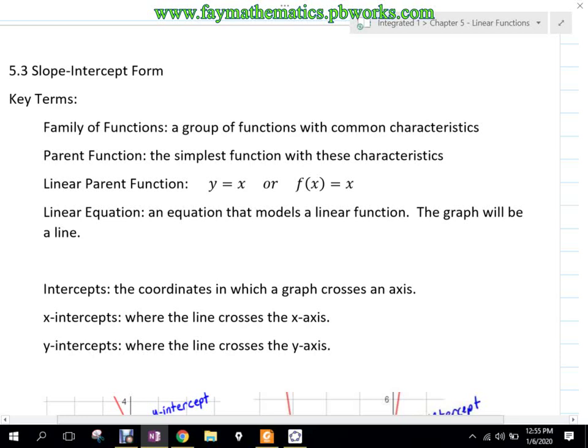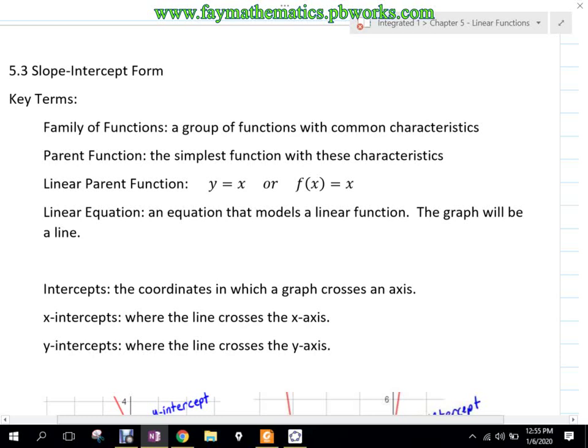A parent function is the simplest function with those characteristics. Okay, so what I like to think about a parent function is the simplest one, and then your family is essentially like the children of that parent function. Does that make sense? Okay, so you're going to, in other courses, start talking about a lot of different types of functions. Algebra 1 is really concerned about, for the most part, 2 types of functions. y equals x and y equals x squared. Okay, lines and parabolas. Those are the 2 things that we talk about the most.